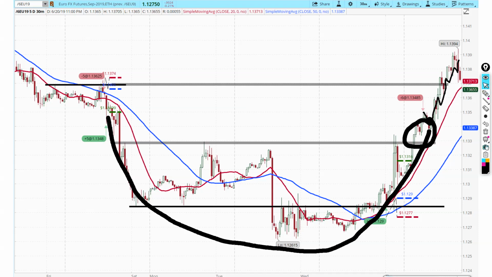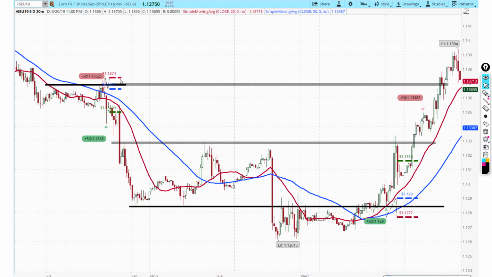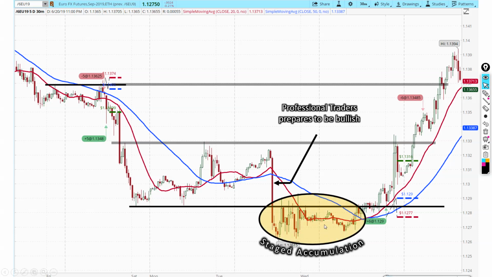All right. So yep, I've also taken a bearish trade right here on a bull trap. But we'll not go into that. So we'll just focus on what we have done here. Right. So as we speak further, and when we see huge red candles, be like a professional trader, prepare to be bullish. And this is the part where I see a lot of accumulation has been done right here. So I call it a stage accumulation.